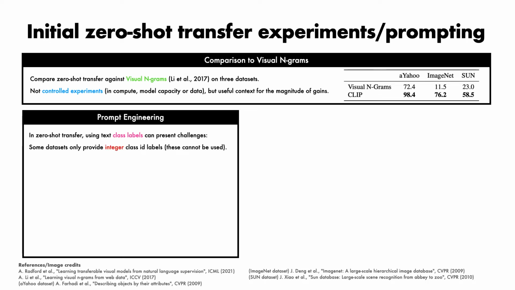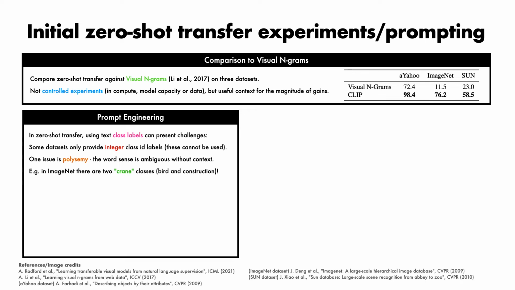Some datasets, for example, only provide integer class ID labels without their text descriptions. These cannot be used to evaluate zero-shot transfer, at least not without some researcher heroics to manually determine the text names of each class. Another issue that can arise is polysemy, in which the sense of a given word is ambiguous without context. For example, in ImageNet, there are 2 classes with the name crane, but one refers to the type of bird, and one refers to the machine used in construction. Without context, a zero-shot transfer model cannot know which is which.